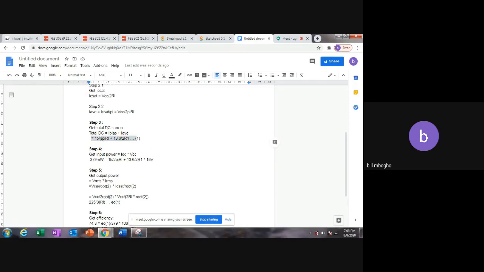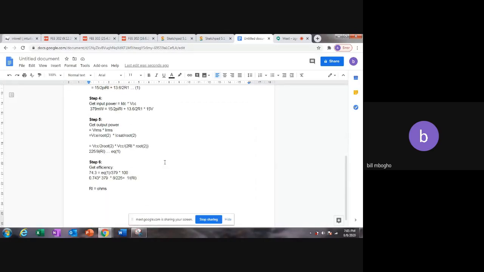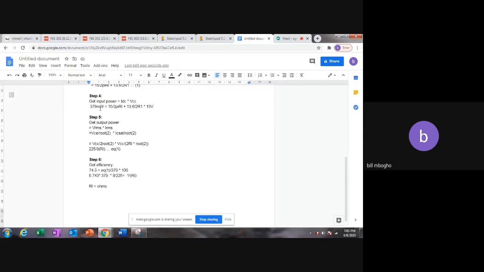And then this first part here is the average current. The input power is 379 milliwatts. Hope that answers the question.